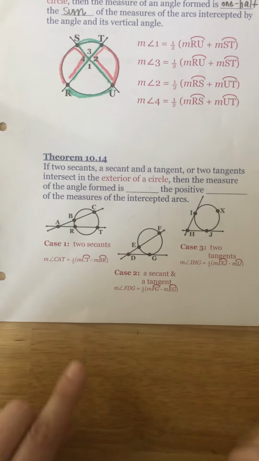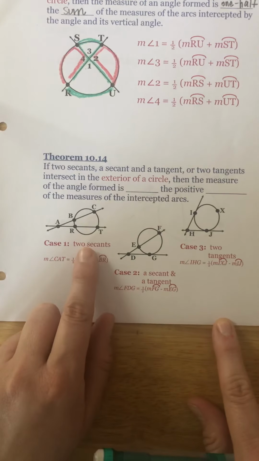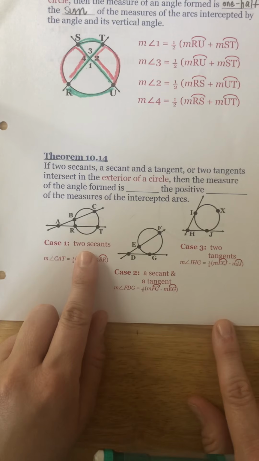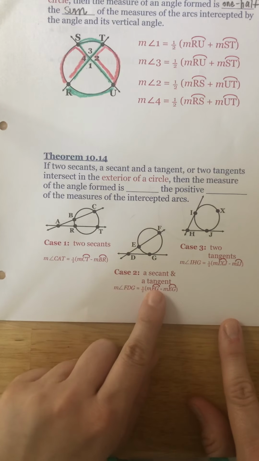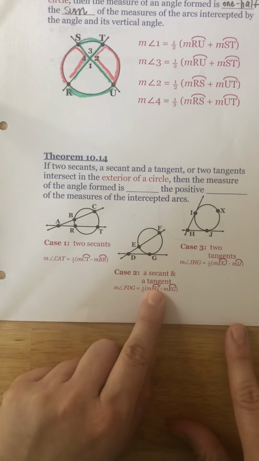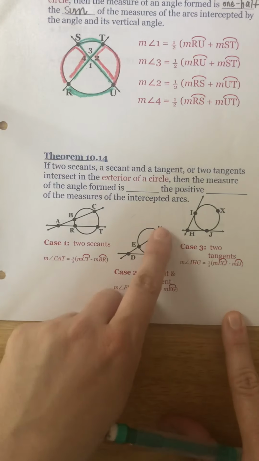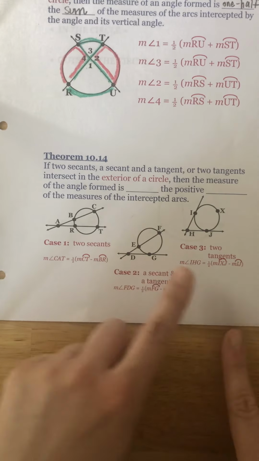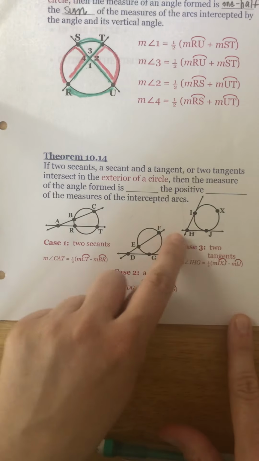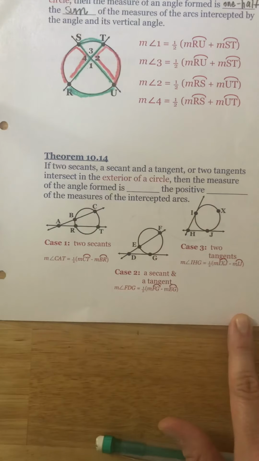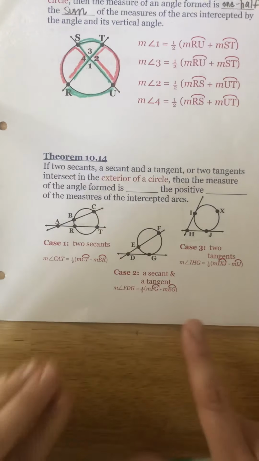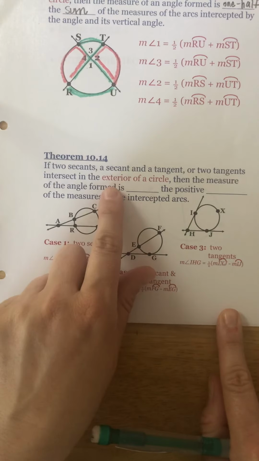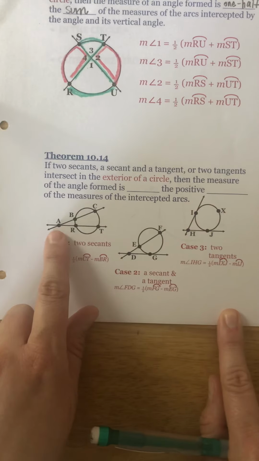So we're talking about either having two secants, which is what we see here in this first picture, or we might have a secant and a tangent. Remember, the secant touches the circle at 2 points, the tangent touches the circle at only 1 point, or maybe we have two tangents. So both of those are touching the circle at exactly 1 point. But for all of these cases, the vertex is the exterior of the circle. So it's outside of the circle.